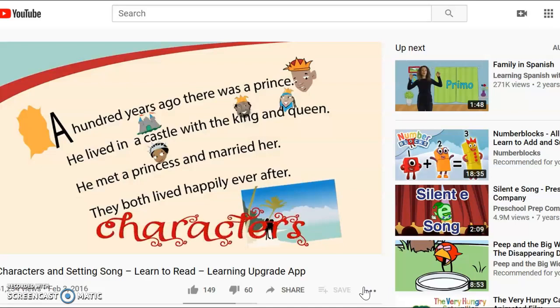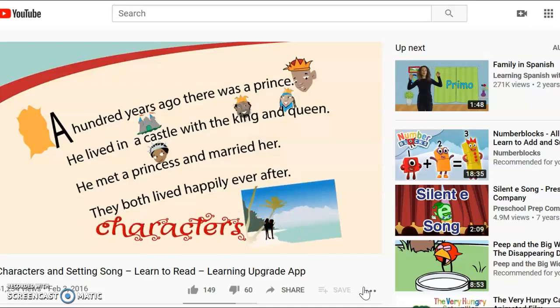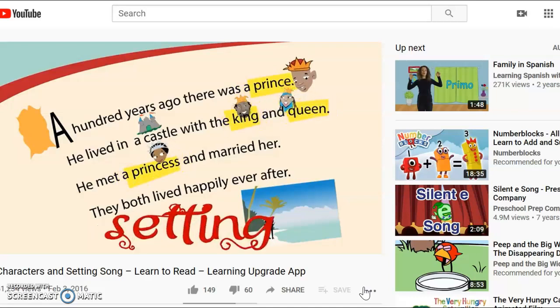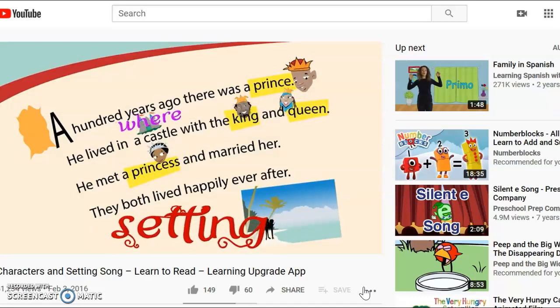Who are the characters in the story? The prince, princess, king and queen. Where is the setting? It's in the castle. When is the setting? 100 years ago.